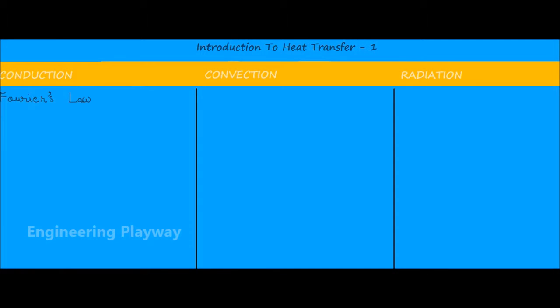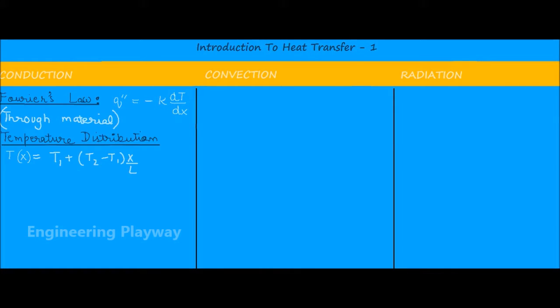The operating principle of conduction is Fourier's law, which has the basic equation q'' = -k dT/dx. Conduction occurs through a material, so we can watch a temperature distribution, which can be written as T(x) = T1 + (T2 - T1) x / L, where x is the distance. The temperature gradient developed is used in Fourier's equation.